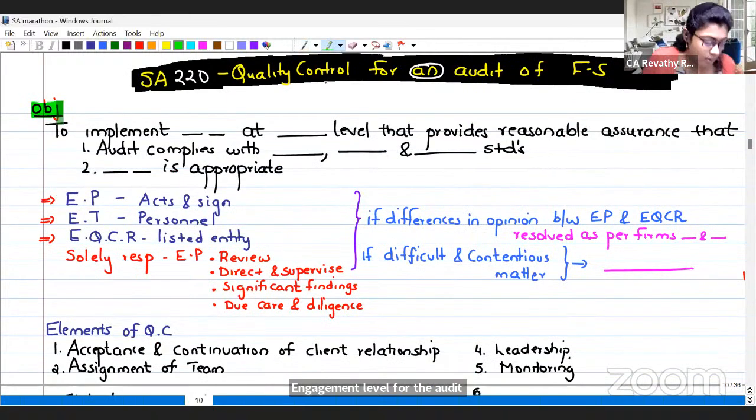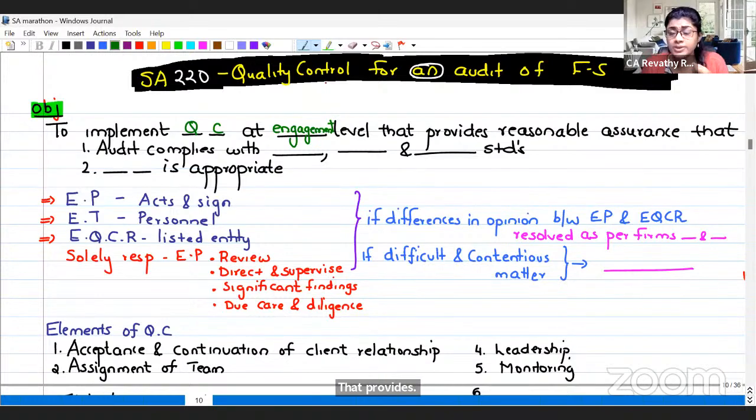Now, start. What is the objective of this particular standard? To implement quality control at engagement level. We just said. Once you know the difference, it's very easy. Even if a firm or an audit is having quality control, we can give only a reasonable assurance that the audit complies with legal, regulatory, and professional standards. Plus, the output of the audit, the audit report, is appropriate.